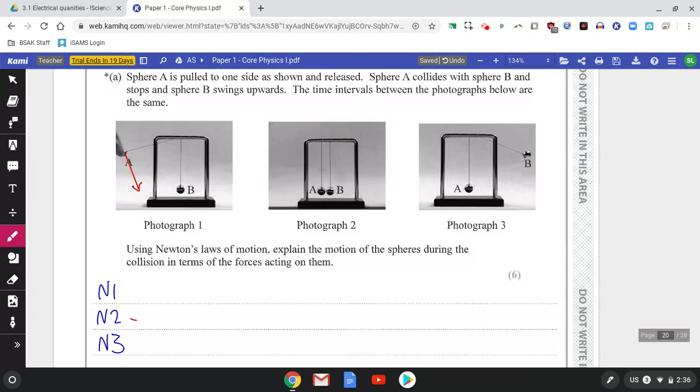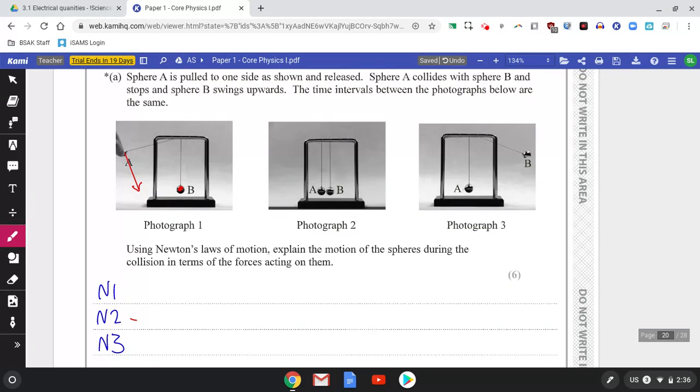So there's going to be a component of the weight of A that's in the direction of the motion perpendicular to the wire that's going to make A accelerate. And that's why it accelerates. That's why it speeds up from rest and hits B with a certain speed. Okay? It's because of Newton's second law of motion.